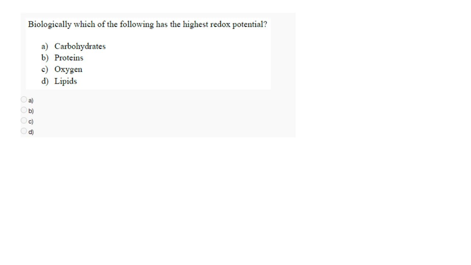Biologically, which of the following has the highest redox potential? Carbohydrate, proteins, oxygen, lipids. Highest redox potential. Oxygen, sir. Oxygen, right.